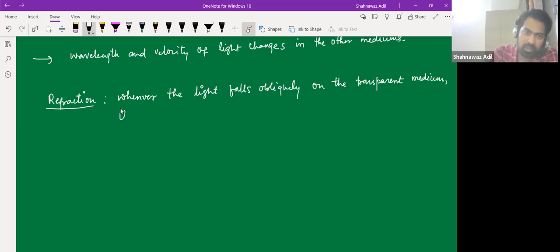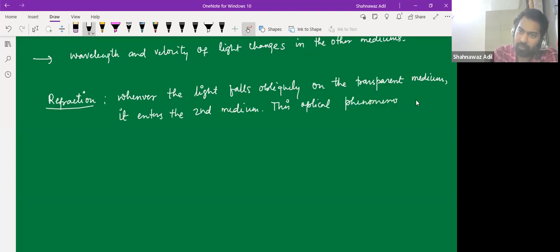it enters the second medium, right, and this optical phenomenon is called refraction. So earlier we were seeing that light was falling on this opaque body and it was getting reflected.